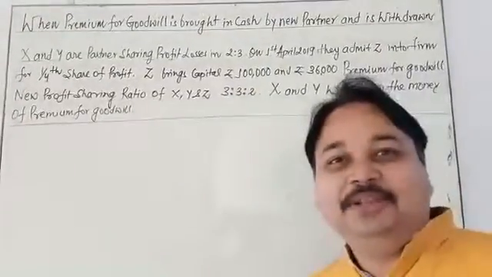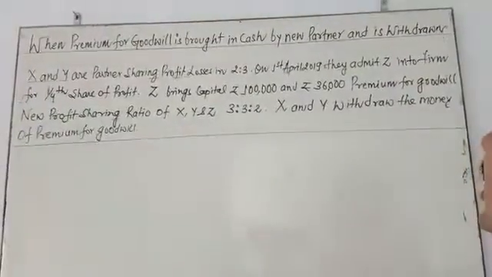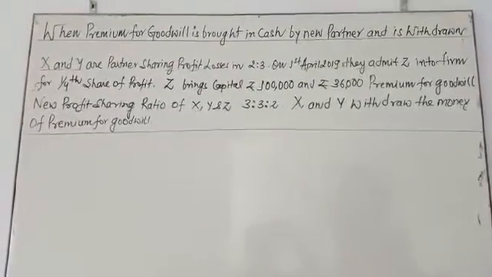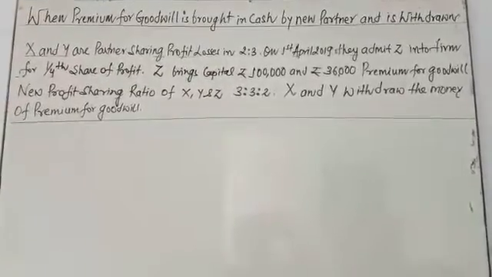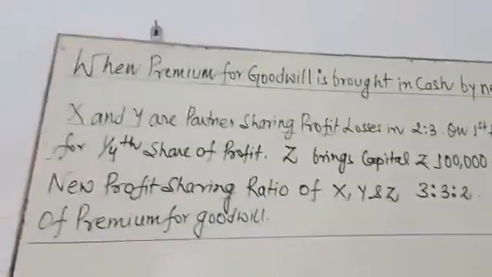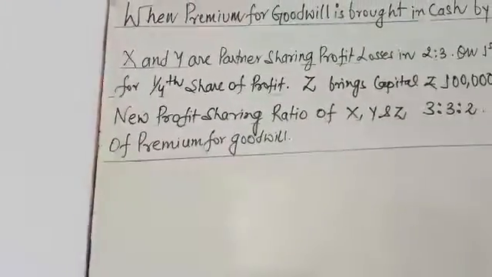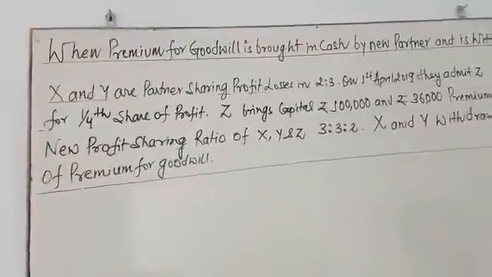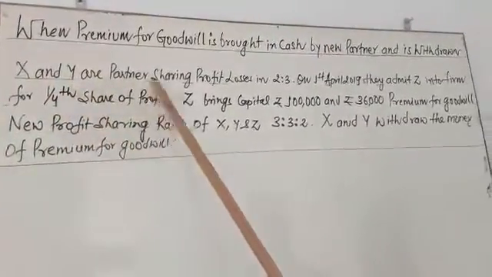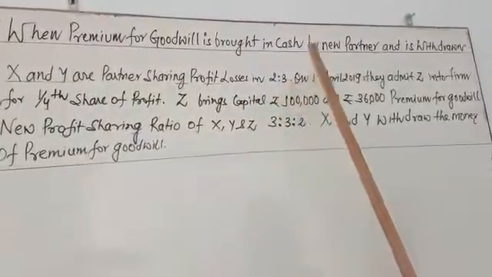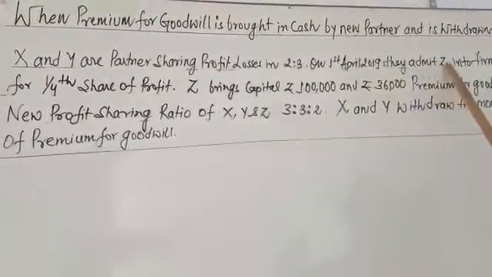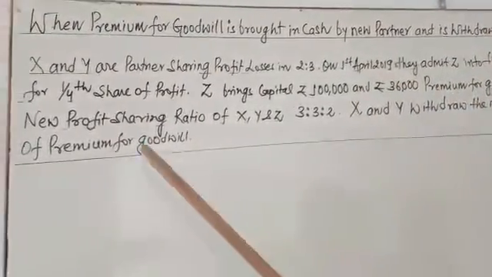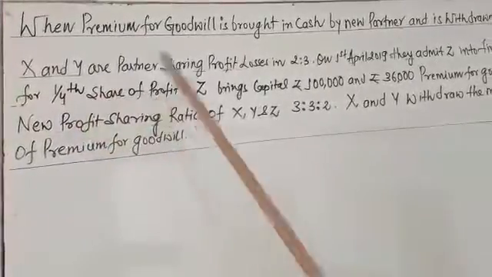Good morning students, today we are going to solve a new case of goodwill, where a new partner brings goodwill in the form of cash and the old partners withdraw it. X and Y are partners in the profit sharing ratio of 2:3. On 1st April 2019, they admit Z into the firm for a 1/4 share of profit.